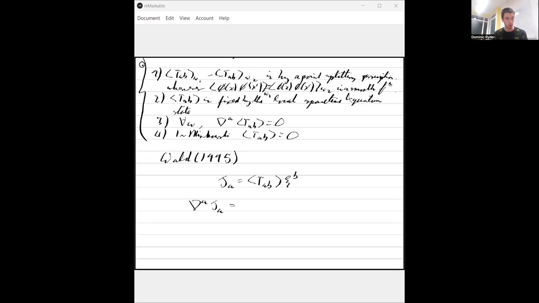So the divergence of J is just given by nabla_a acting on T^{ab}, times the Killing vector field, plus T^{ab} times nabla_a acting on the Killing vector field. The first term is 0 because we've demanded that it's 0. And the second is 0 because it's an anti-symmetric thing by Killing's equation contracting it with a symmetric thing.